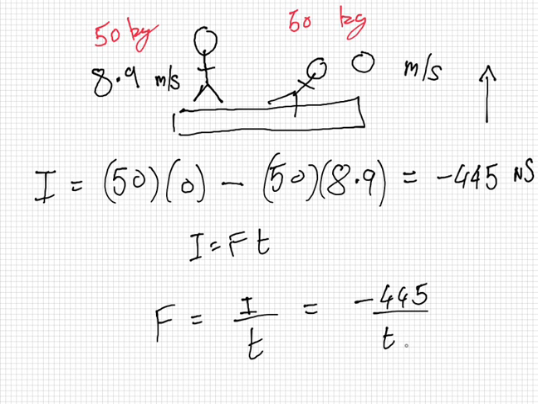So this is why, if you fall to the ground, what do you do with your knees when you fall? You bend them. And the more you bend, you increase the contact time. The bigger the contact time, the less the force on the legs. Same logic. When football players kick a football, you want to try and increase the contact time.